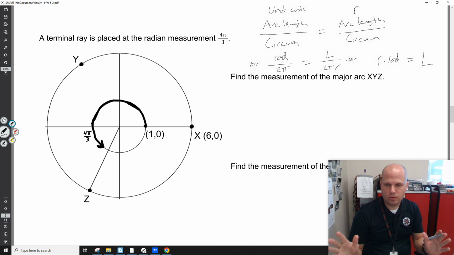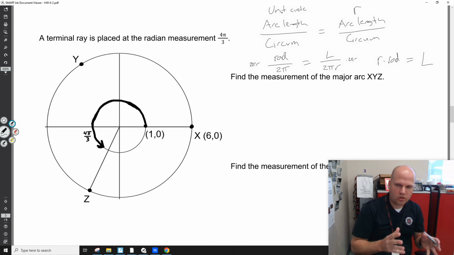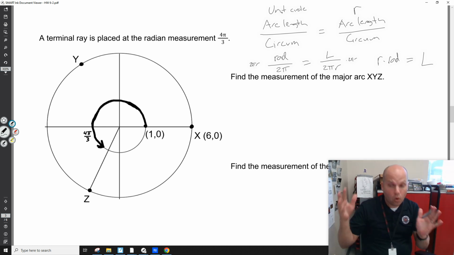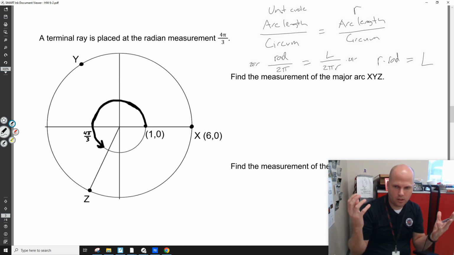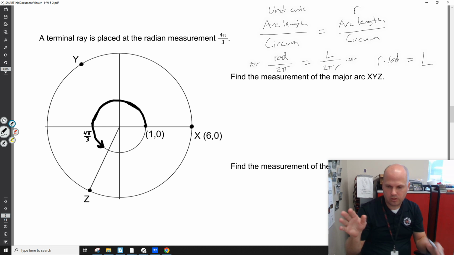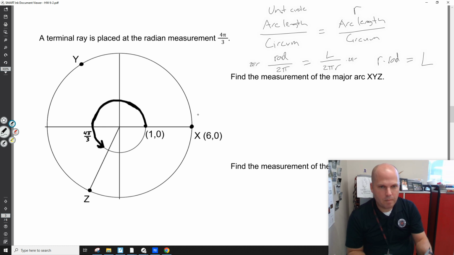I'll show you two different ways, whether you're just using the proportion, which will work for all situations, or you might be given the arc length of the big circle and then asked to find the radian measurement that it's equivalent to. All different things you can be asked, but two different ways. Measure arc XYZ.